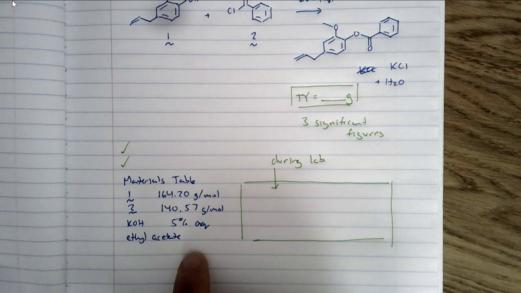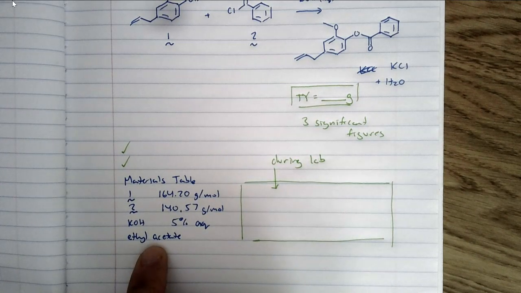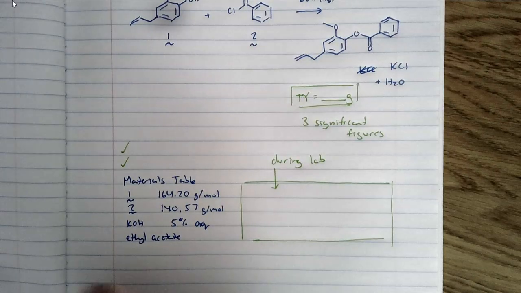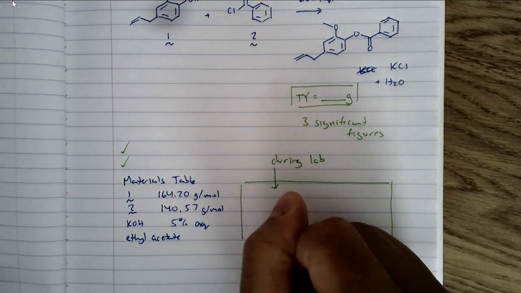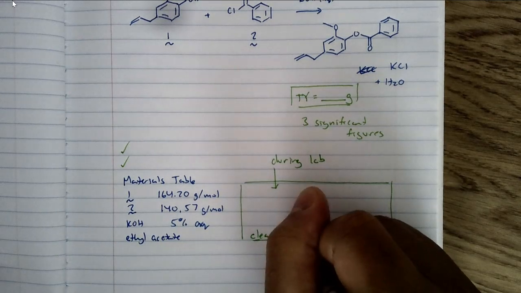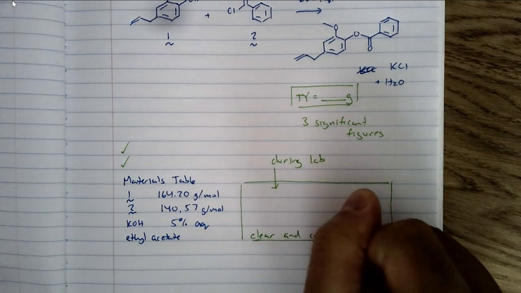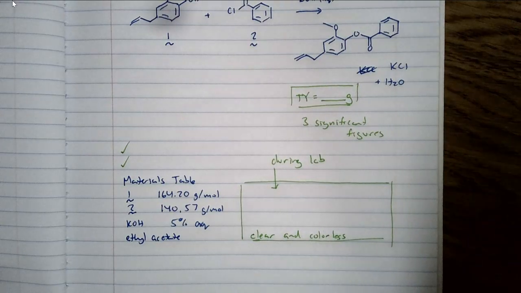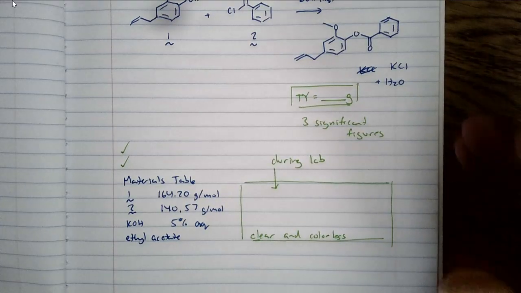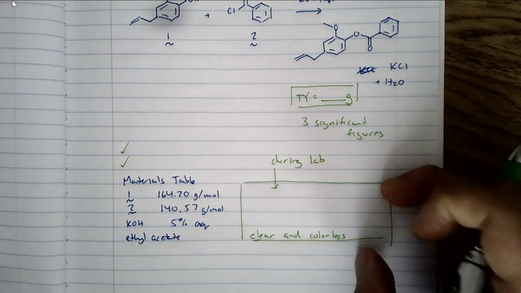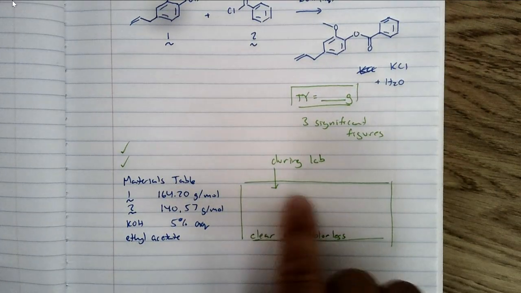So let me give you an example. This looks like water, ethyl acetate. It's clear and colorless. I need both: clear or transparent, and colorless. If there's one mistake that people make for this pre-lab entry for this experiment, it's that they forget to fill in this box.